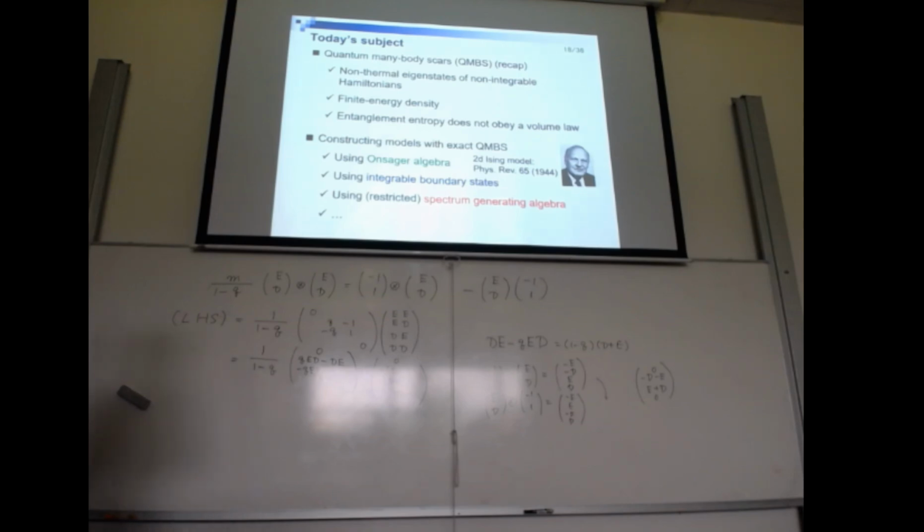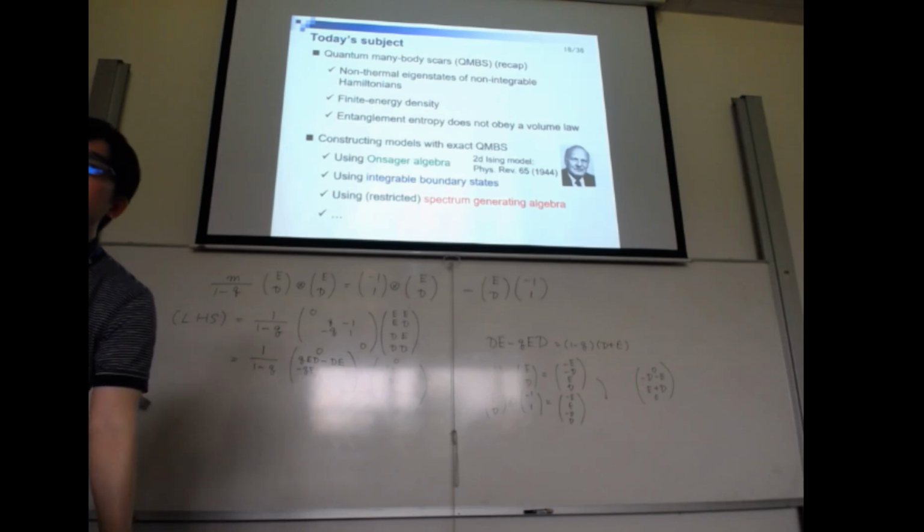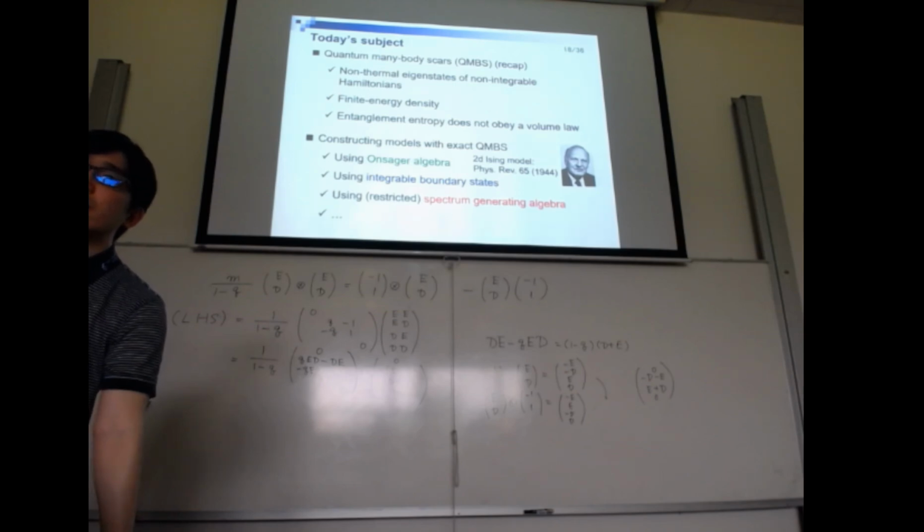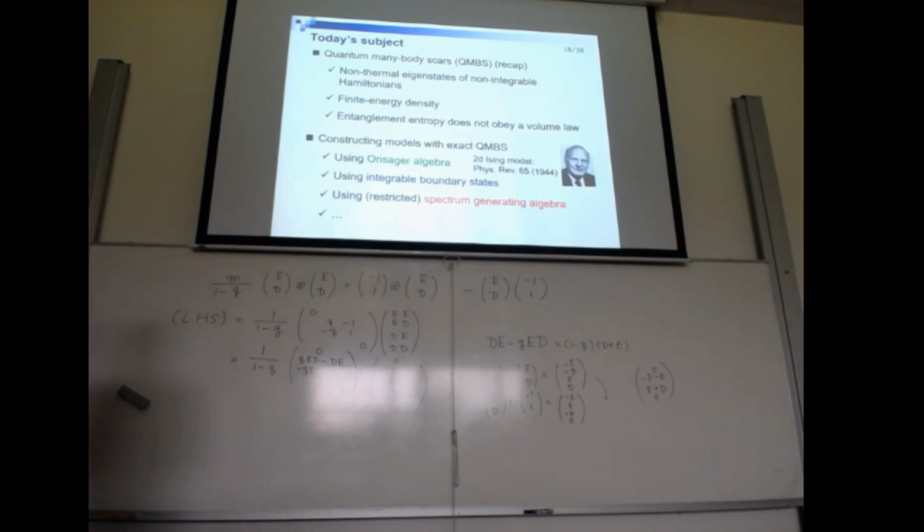Maybe a philosophical one. So you're interested in constructing states that relax anomalously slowly. Is there some notion of what anomalously slow means? Actually, in the rest of my talk, I will focus on exact QMBS, which just do not relax. They just show persistent oscillation.